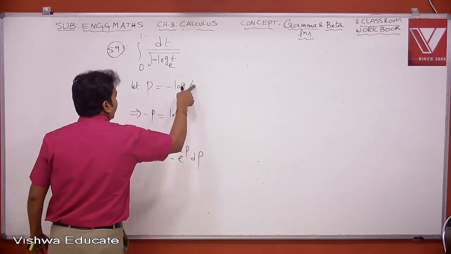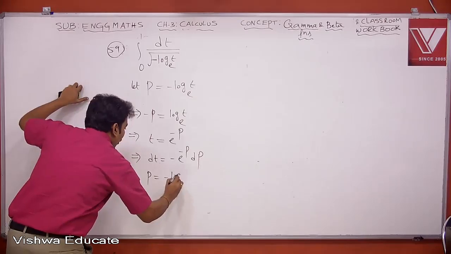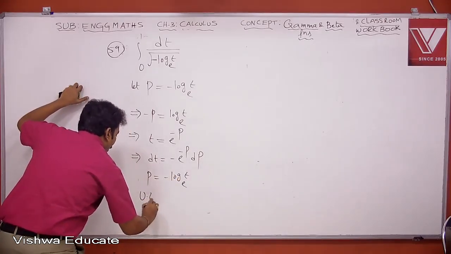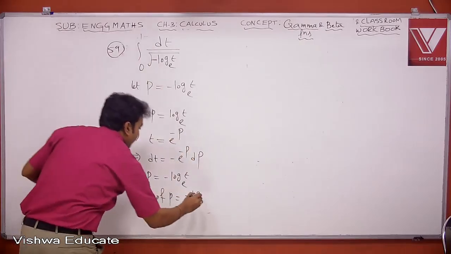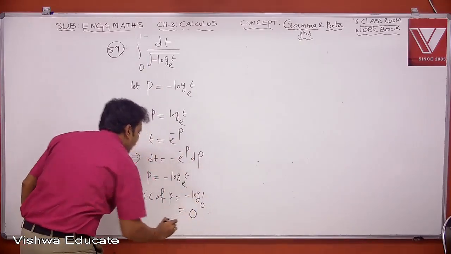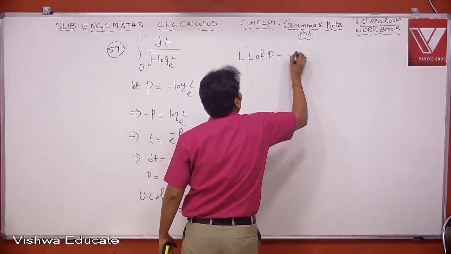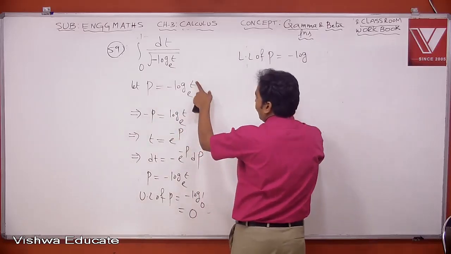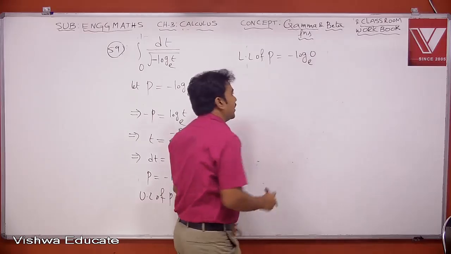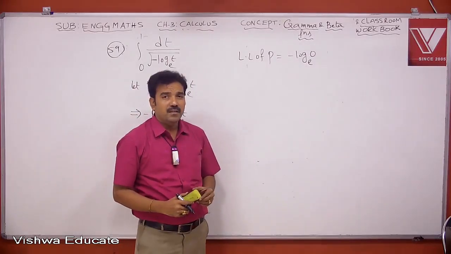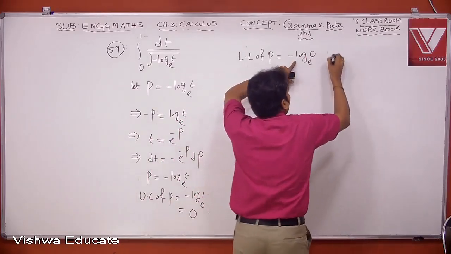But here t is converted to p. So let us find the limits. So here what is p? P is minus log t to the base e. Upper limit of p equal to minus log, what is upper limit of t? 1. Log 1 is 0. Now let us find lower limit. Lower limit of p equal to minus log t to the base e, but lower limit of t is 0. Minus log 0 to the base e. What is log 0? Log 1 is 0, but log 0 is not 1. Here log 0 is minus infinity.